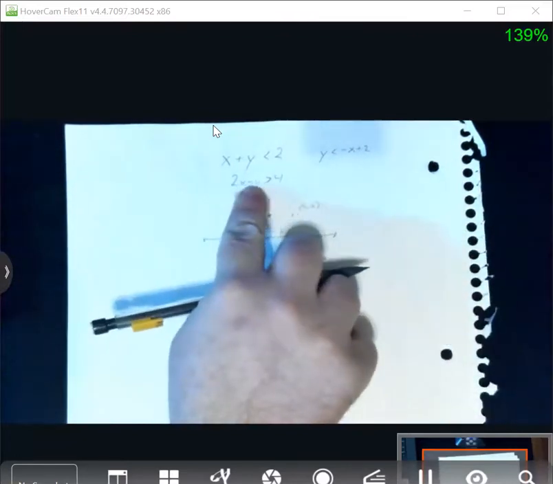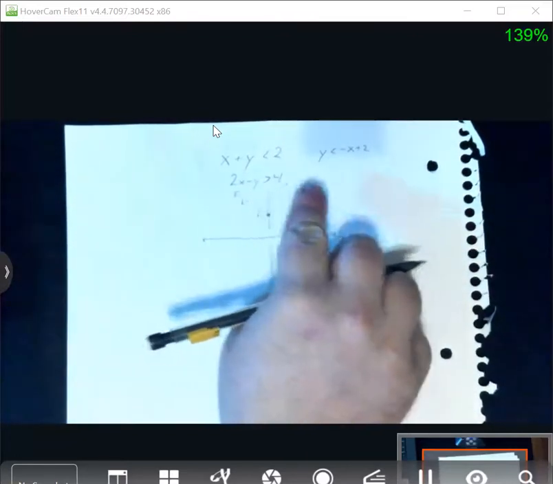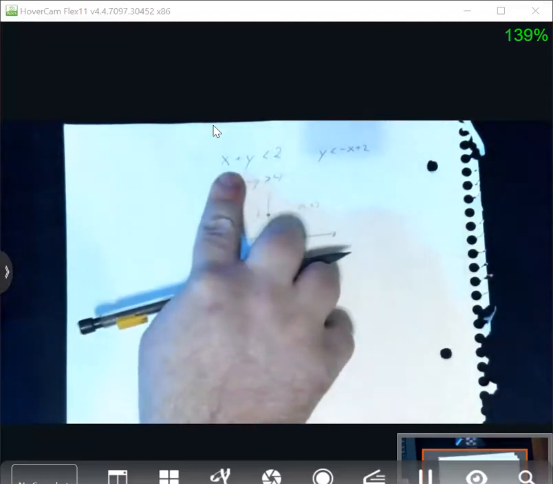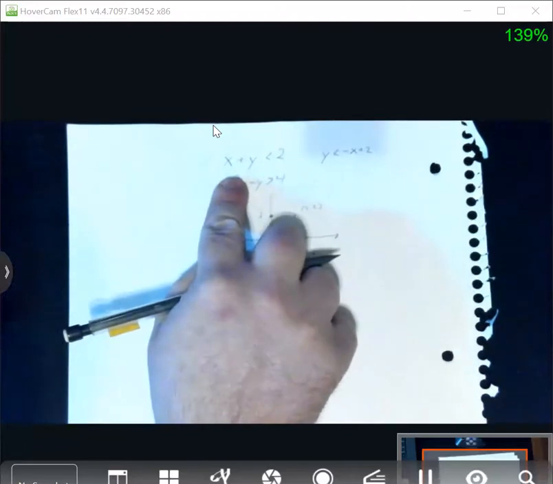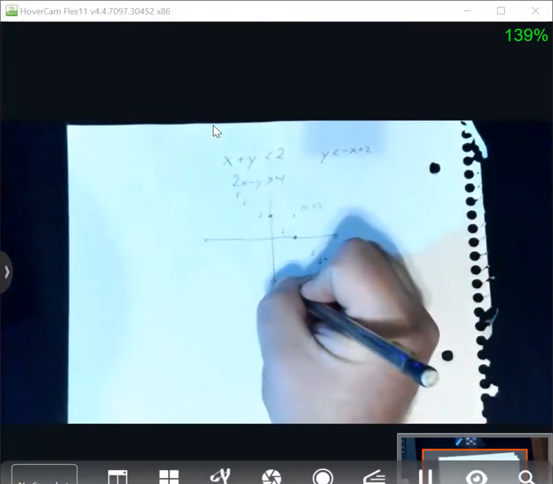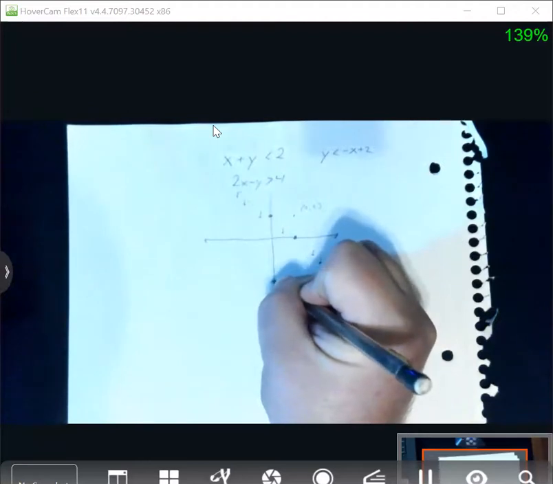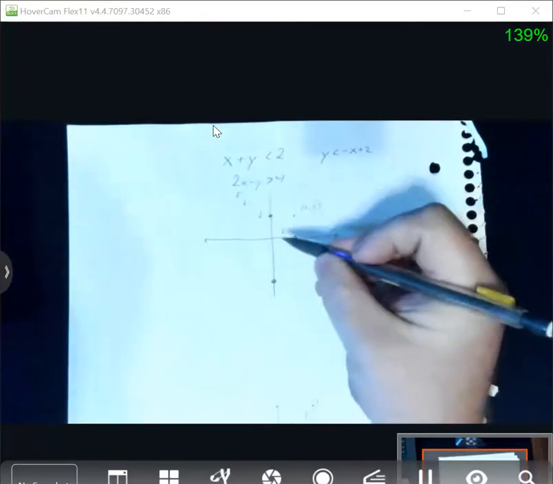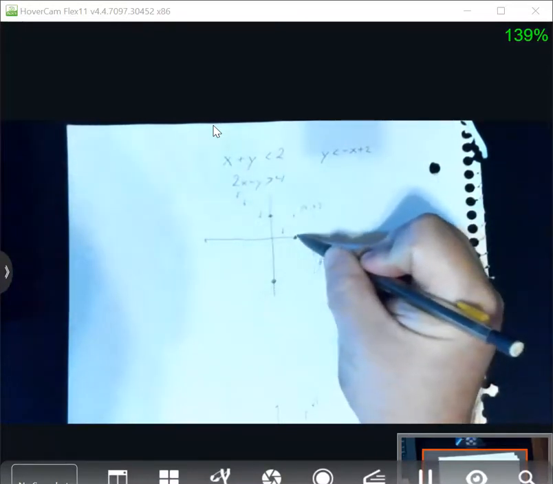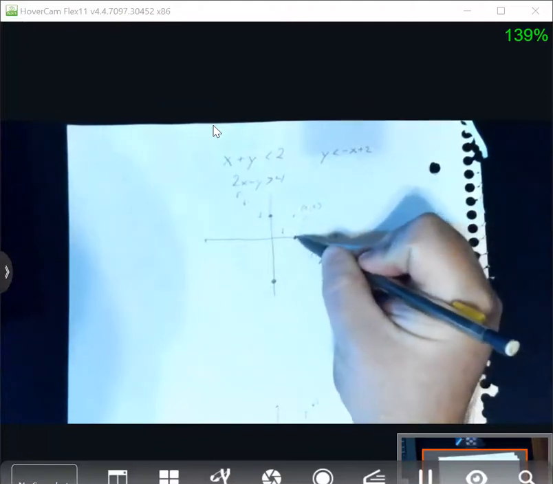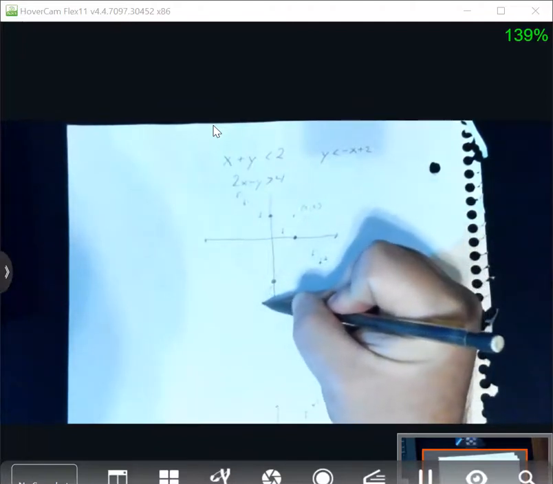Same thing we can do here, 2x minus y is greater than 4. If I use the intercept method to graph, if my x is 0, then y would be negative 4. If y is 0, then x would be 2. And again, since there's no equality to it, we'd do it as a dotted line. And we'd get something like that. Rulers would be helpful. I'm a little bit messy there.